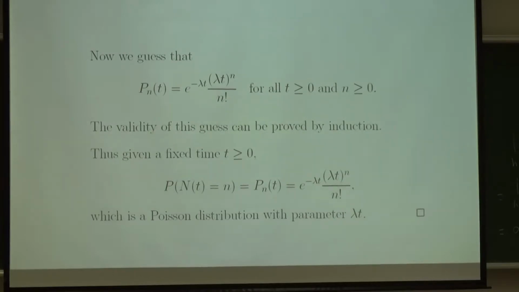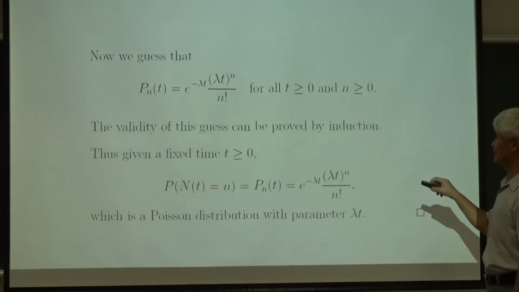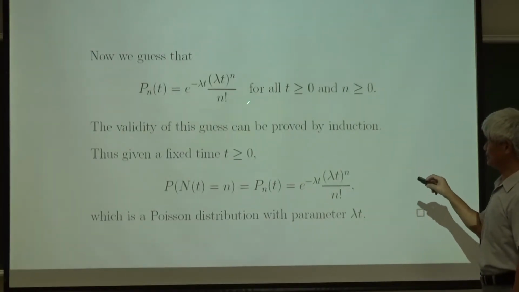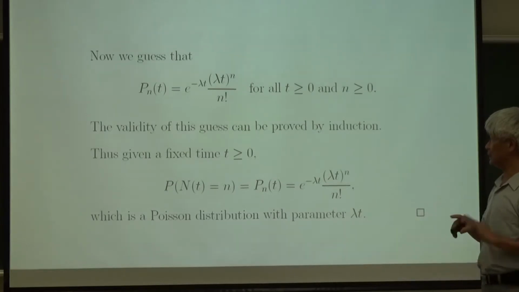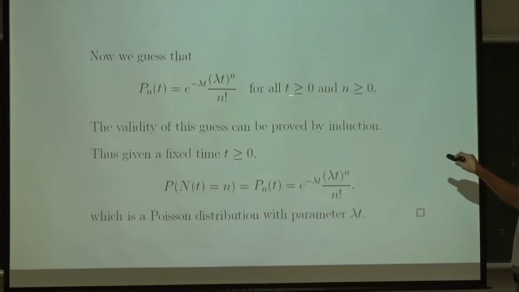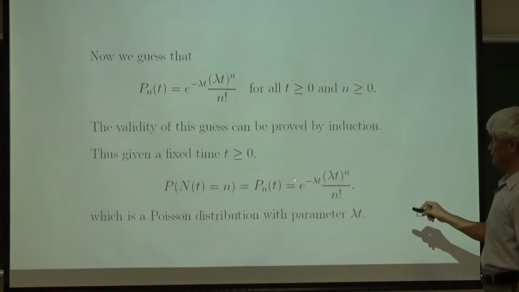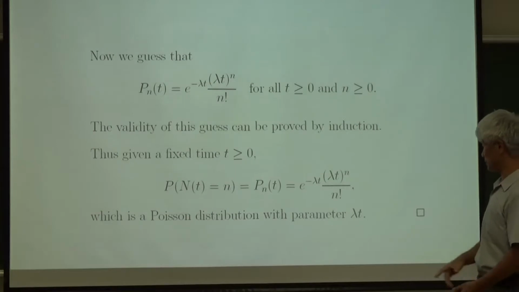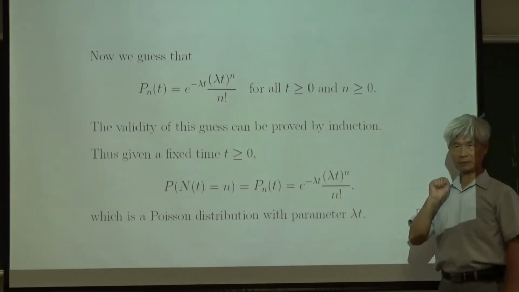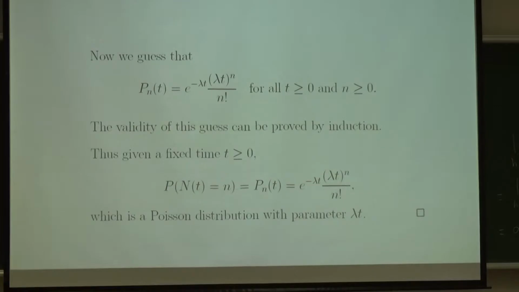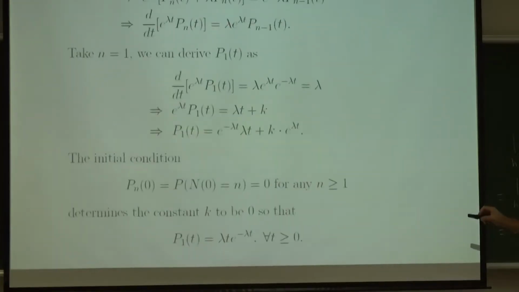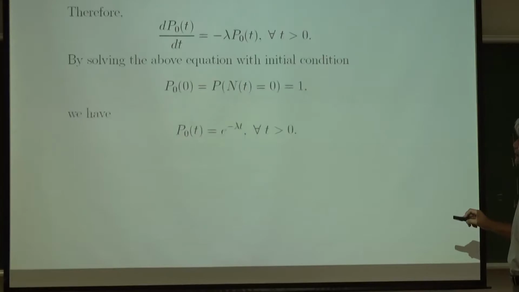You try it. If you have problems proving this claim by induction, let me know, and I will tell you how to prove it through email. So for a given fixed time t greater than or equal to 0, we have that, and this is exactly the Poisson distribution with parameter lambda t.